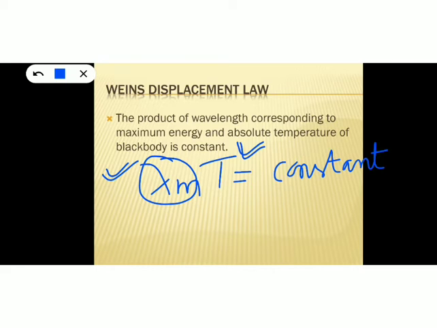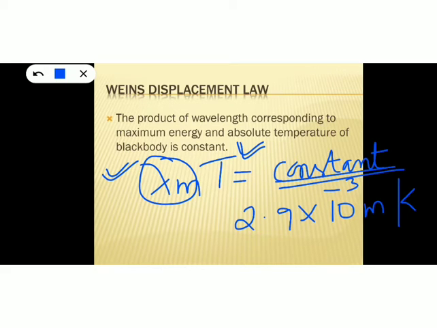Now the value of this Wien's constant is 2.9 into 10 raised to minus 3 metre kelvin. And this law explains why the color of a piece of iron heated in a hot flame first becomes dull red, then reddish yellow, and then finally white hot. Wien's law is useful for estimating the surface temperatures of the moon, sun and other stars.